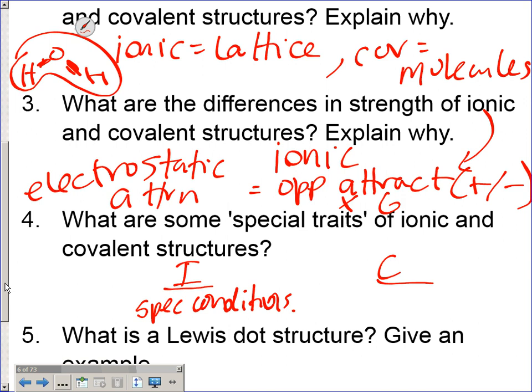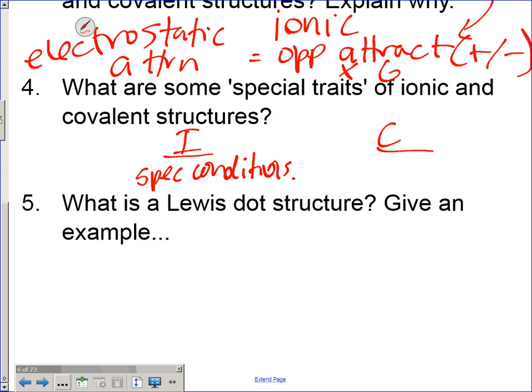Bonds dissolve easily in any polar solvent. Ooh, I like that. Polar solvents. And that's that polar word. Do you know what that means? Not similar, but not specific. Miles? What's polar mean?